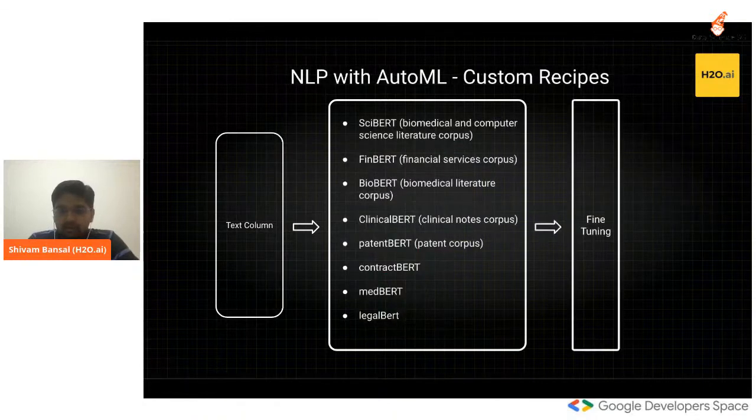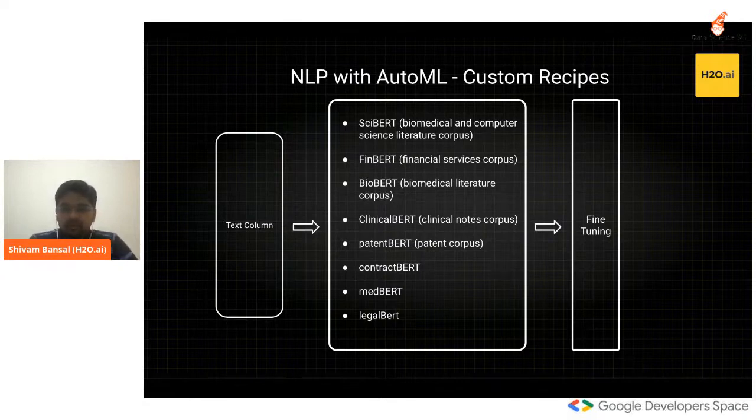And the third idea that I was discussing was the use of custom recipes, or transfer learning, where we can bring in domain-specific models and architectures, say medical BERT or finance BERT or bio BERT. We can either use the outputs of these embeddings directly, or if we want to fine tune them on the data that we have provided, we can freeze the last layer and fine tune them based on the data within this platform.